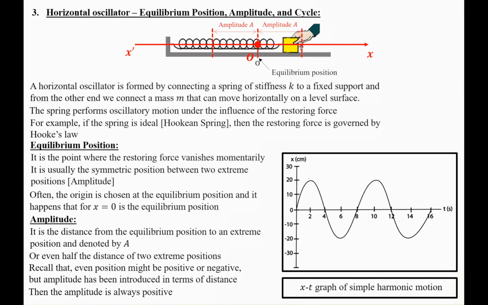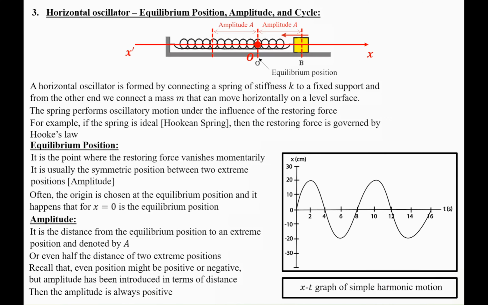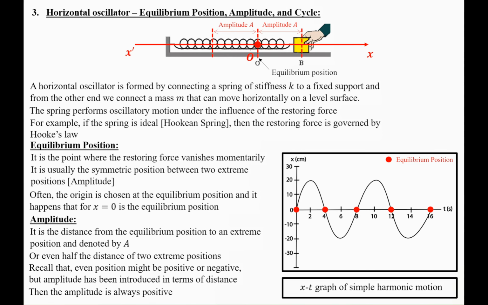Now in this case, if we want to plot x versus t, we're talking about a specific type of motion, which is simple harmonic motion, that we will refer to later. The equilibrium position represents the points in which the position becomes 0. So these points along the oscillation are where the block passes through the origin and the restoring force vanishes momentarily.